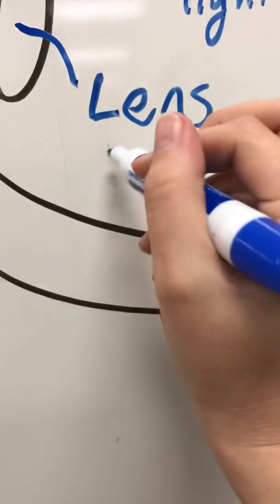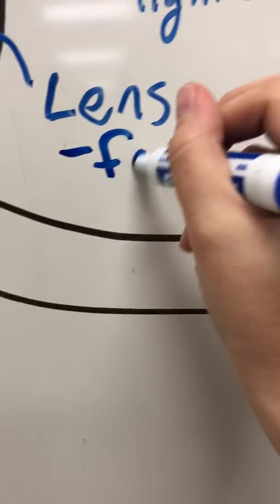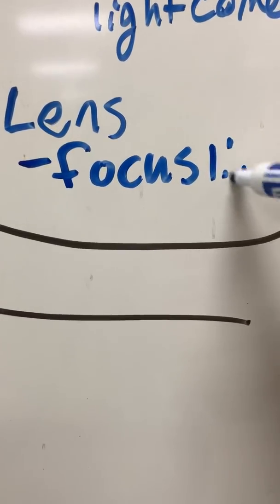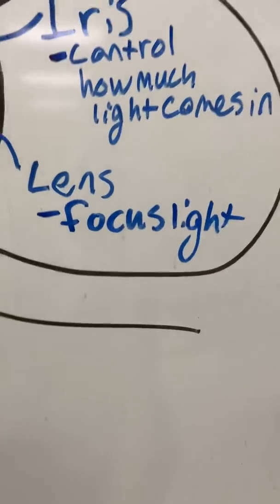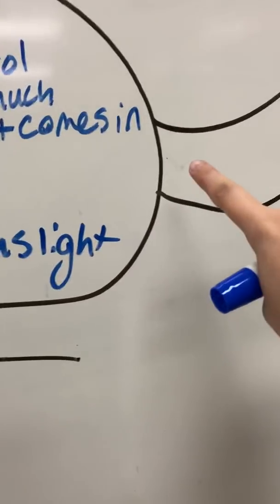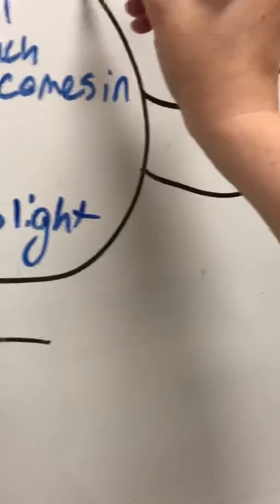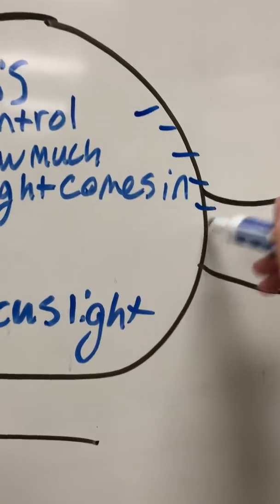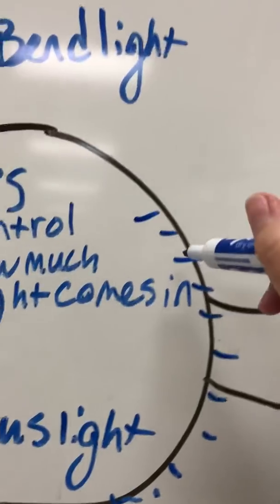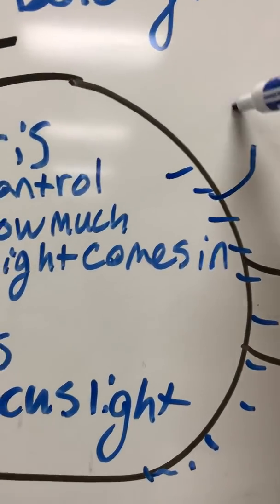So then what's the lens of your eye's job? Well, it is to focus the light. Okay, it focuses that light and projects the light onto the back of the eye, which leads me to, okay, so the back of the eye, this part right here, dot, dot, dot, dot, dot. All of those, that whole section is called the retina.